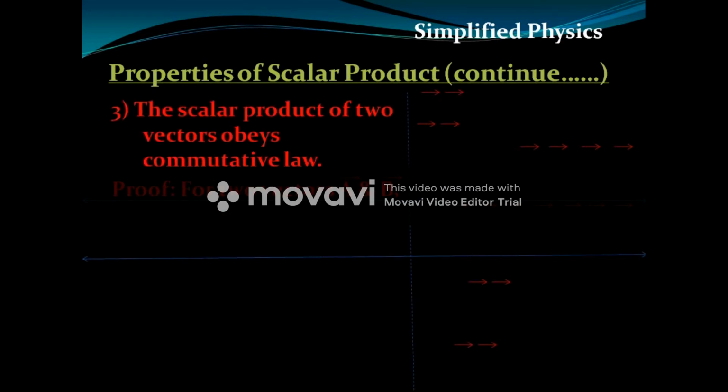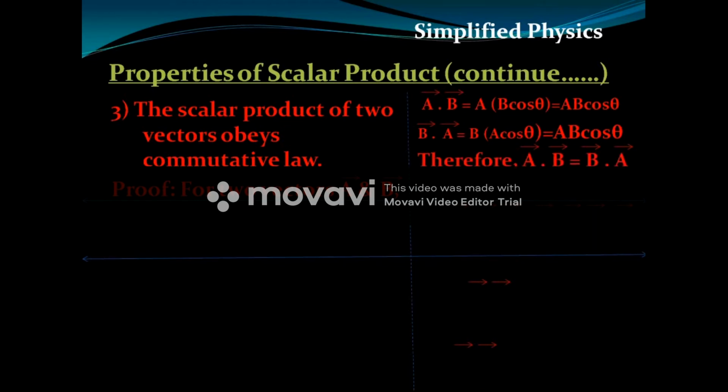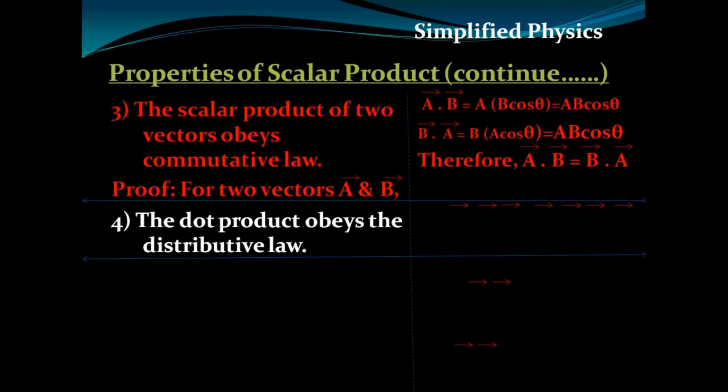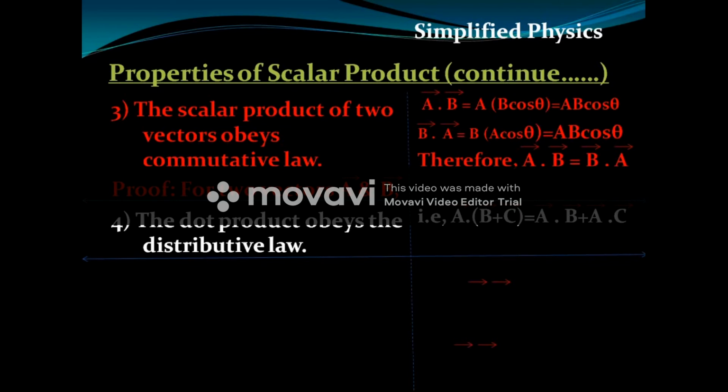Once again, the scalar product of two vectors obeys the commutative law. And the dot product, or scalar product, obeys the distributive law as well. For three vectors a, b, c, a vector dot (b vector plus c vector) is simply a vector dot b vector plus a vector dot c vector.